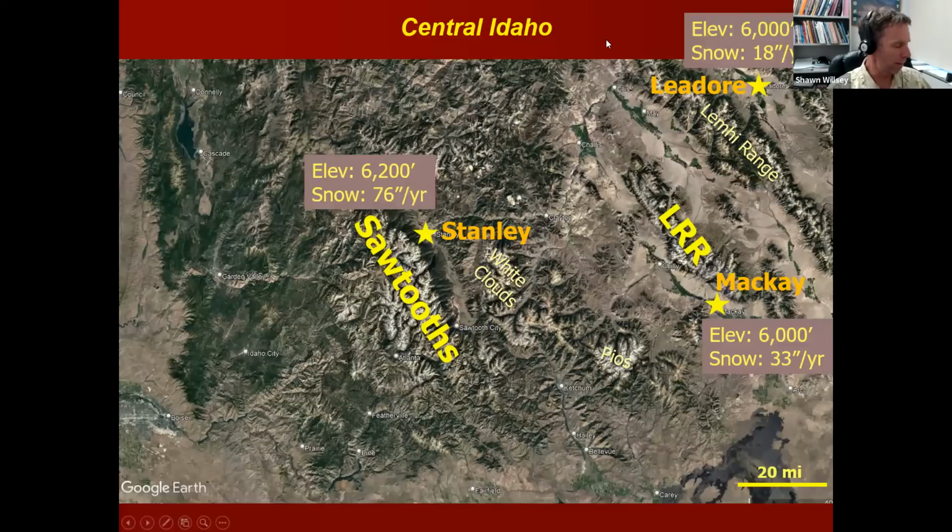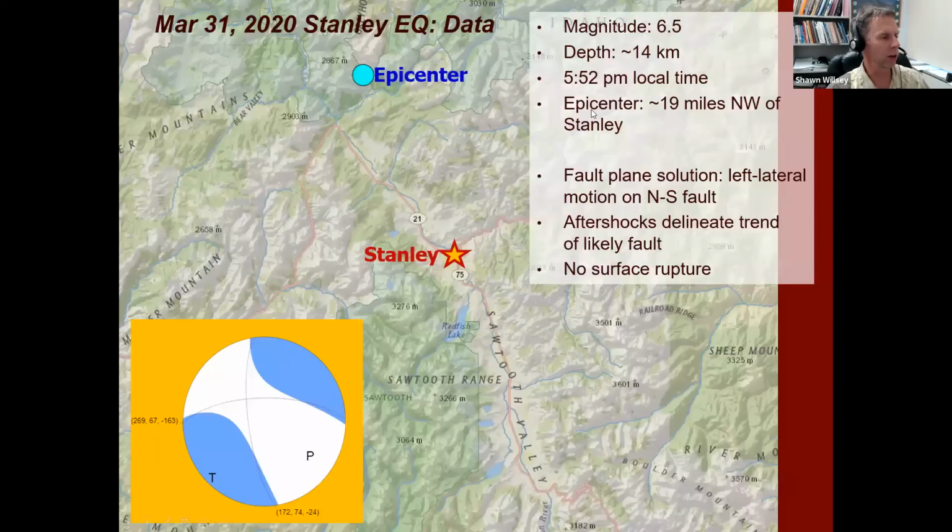So I'm going to switch gears here and now talk about earthquakes. We're going to focus the rest of our time here on the March 31st, 2020 Stanley earthquake, which had a magnitude of 6.5. So it was a large earthquake. It was felt not just in central Idaho, but in the surrounding region, hundreds of miles away.